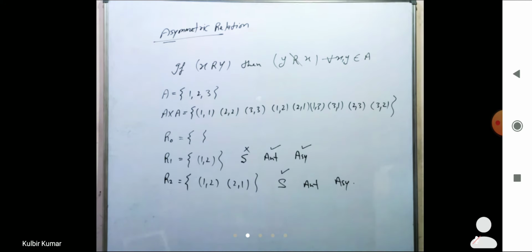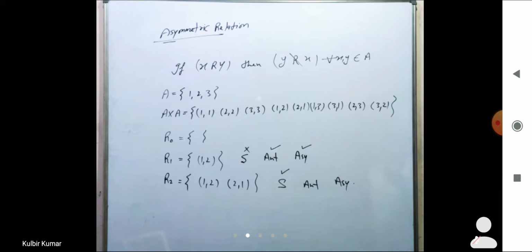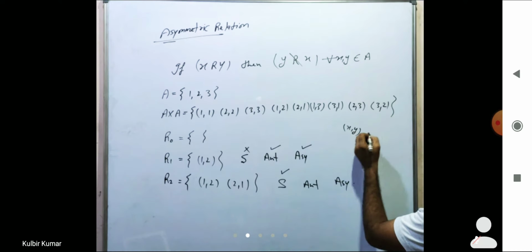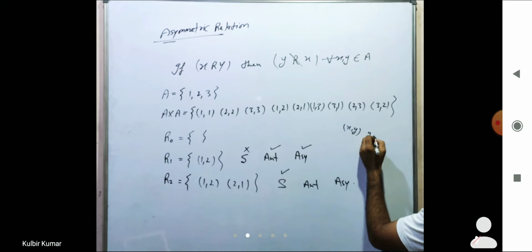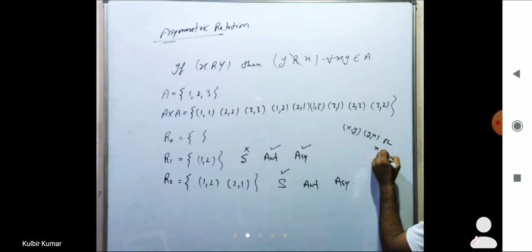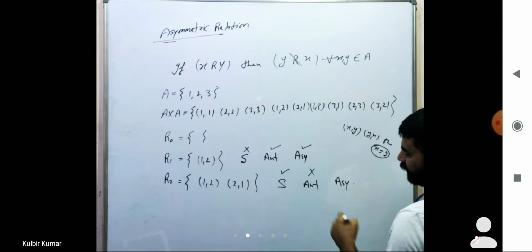What about antisymmetric? It is not antisymmetric. Why is it not antisymmetric? Because in case of antisymmetric, if it is (x,y) and (y,x), then x should be equal to y. मतलब ये कब पॉसिबल होगा? ओनली इन केस ऑफ डायगोनल, राइट? इसका मतलब ये एंटीसिमेट्रिक नहीं होगा.